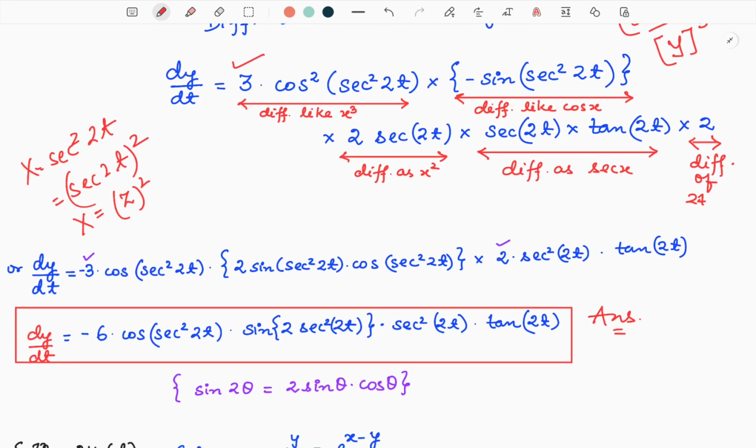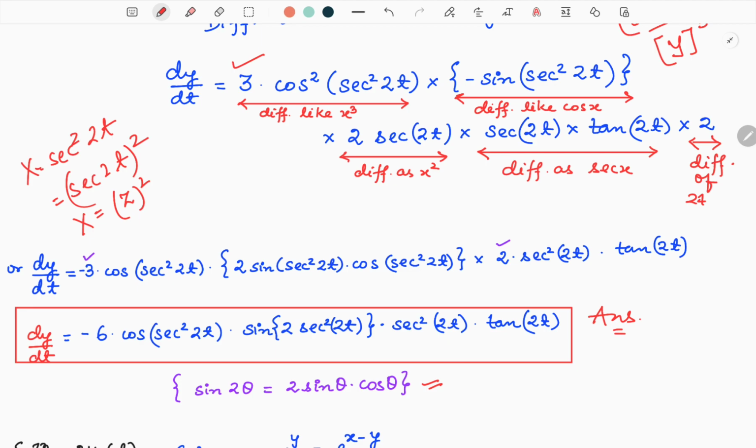Now just rearrange all the terms we have got. You will get the final answer as minus 6 cos of sec square 2t into sine of 2 sec square 2t into sec square 2t into tan 2t. What I have done is multiply 3, minus, and 2 to get minus 6, and the two terms can be made shorter by combining them. For this combination we have applied the formula of sine 2 theta: sine 2 theta is equal to 2 sine theta cos theta.